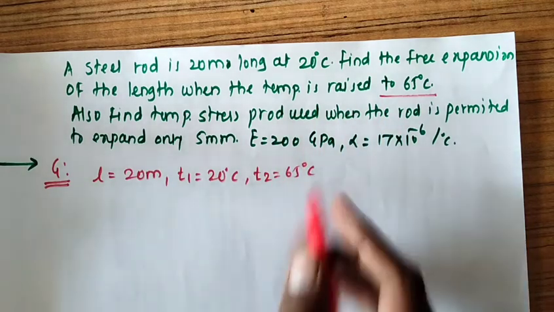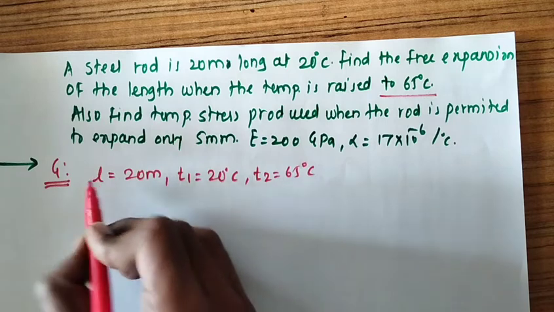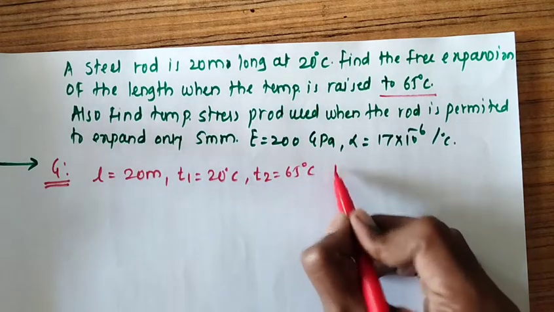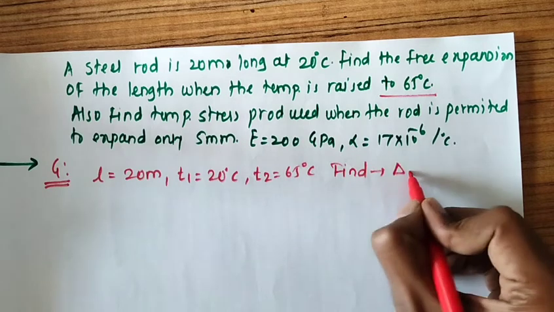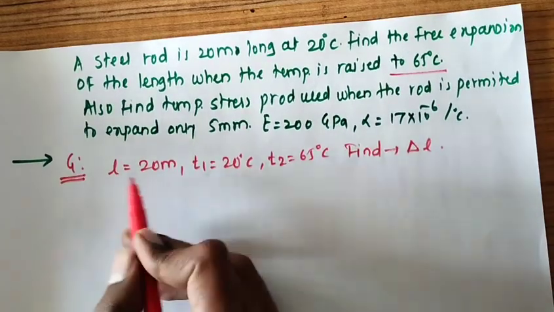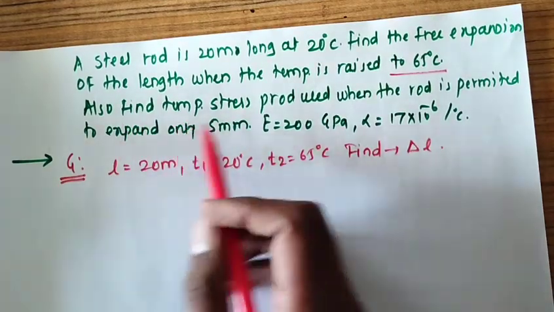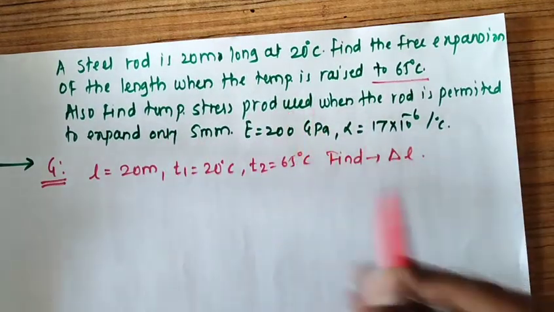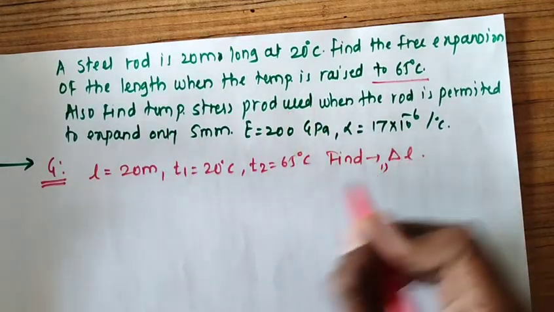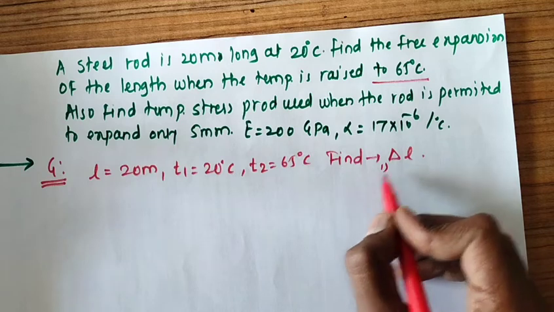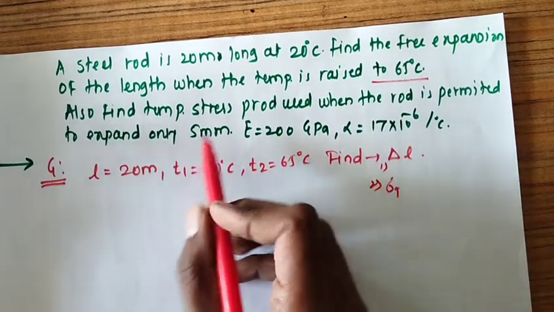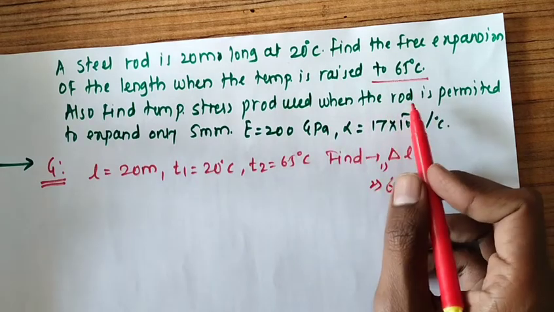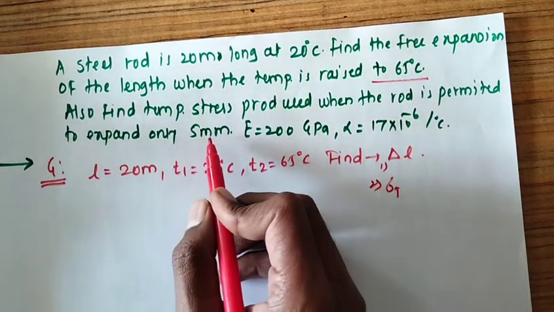And in this case we have to find out, so for the case given, we have to find what? Free expansion, that is delta L. In the second case it is given, also find temperature stress produced. So in the second case we have to find out sigma T, temperature stress produced when rod is permitted to expand only by 5 mm.